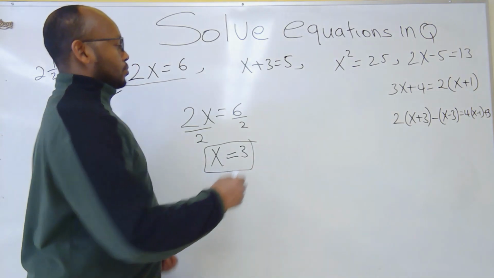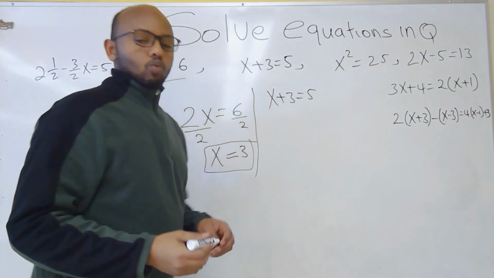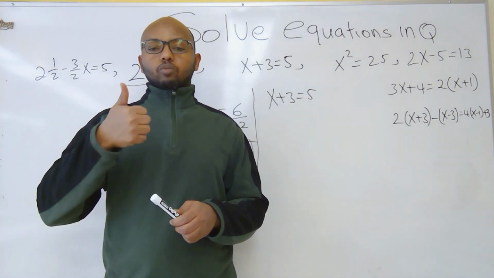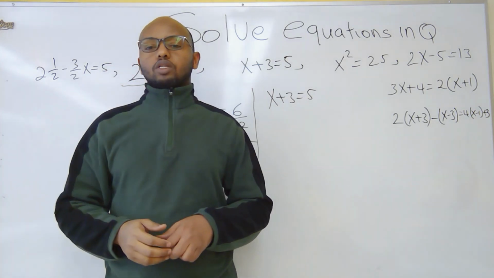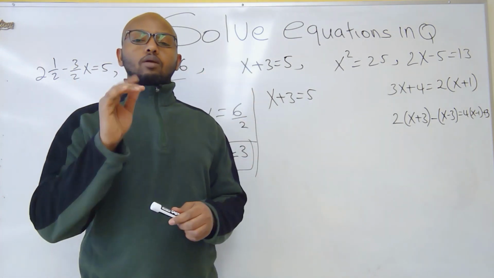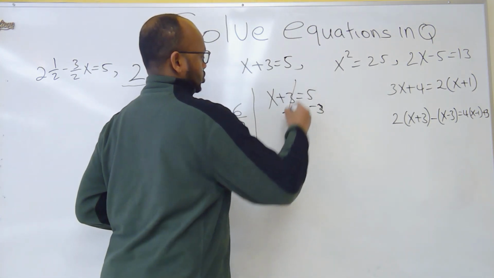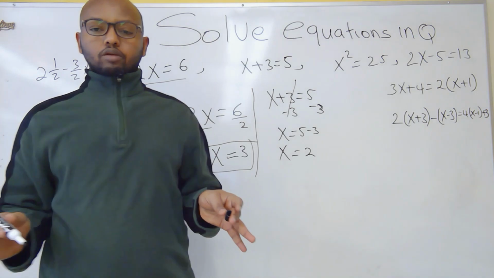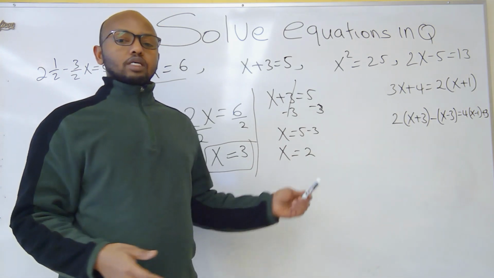Okay? Now this one is x plus 3 equals 5. What number, if I add 3, equals 5? We have the operation of addition. What is the opposite of addition? Subtraction. So we need to subtract 3 from both sides of the equation. We subtract 3 here and 3 here. So this is gone. We have x equals 5 minus 3. x will be equal to 2. Is that clear? The number that, if I add 3, equals 5 is 2.